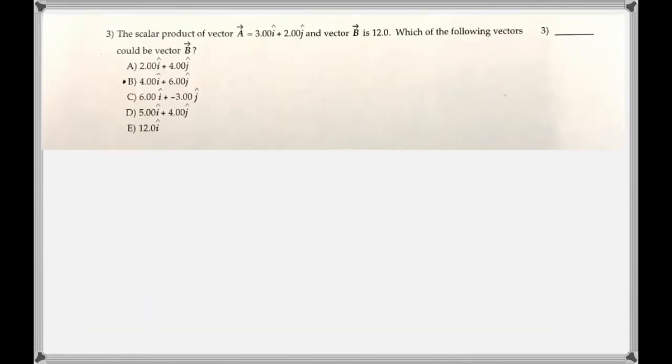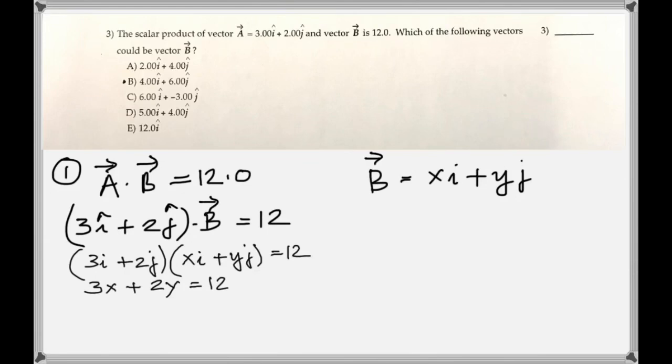And here's number 3. The scalar product of a vector 3i plus 2j and a vector b is 12. So the scalar product is 12. Which of the following vectors could be the vector b? Now since it's a multiple choice question, it's easy to do this. Because when you take the scalar product, you can write a dot b is equal to 12, and then take it from there. a is given as 3i plus 2j, dot b is equal to 12. And b is a vector, so it should be like xi plus yj, where we're looking for x and y.